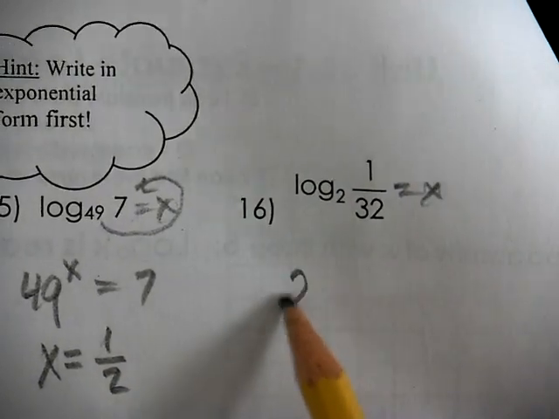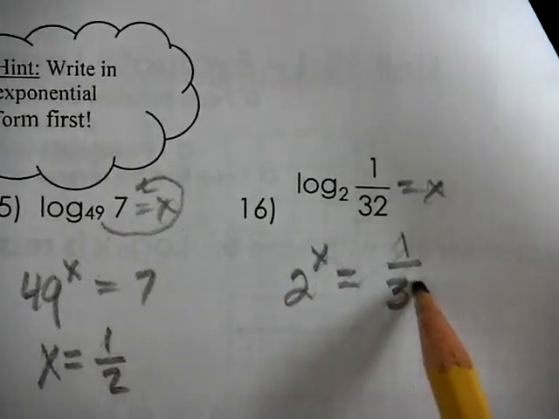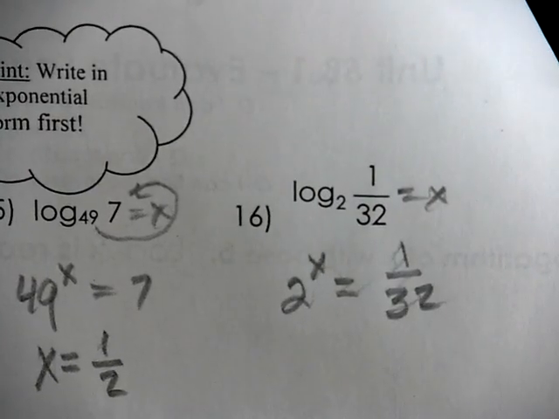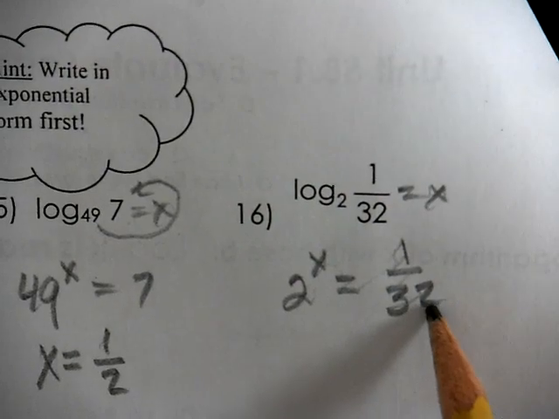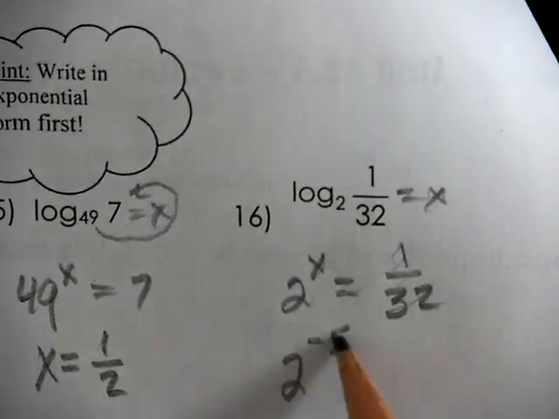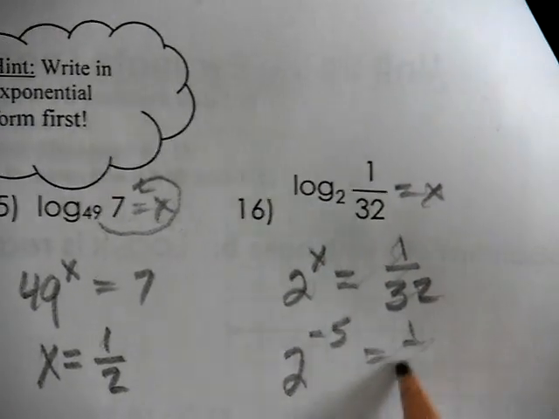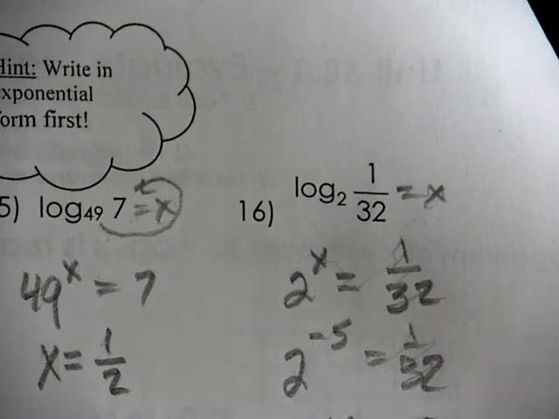So this is going to be 2 to what power equals 1 over 32? Well, I know that 2 to the 5th equals 32. So 2 to the negative 5th puts it into the denominator. So my x is going to be negative 5.